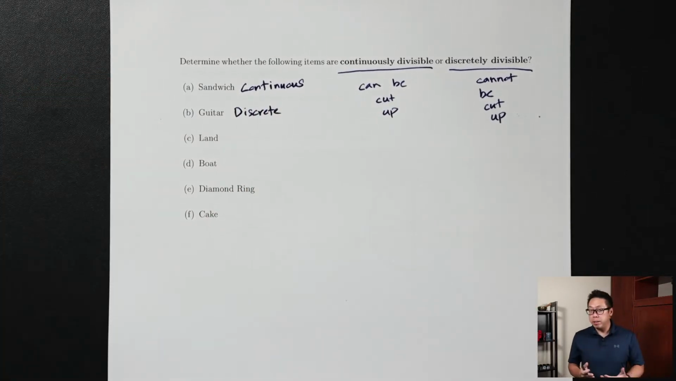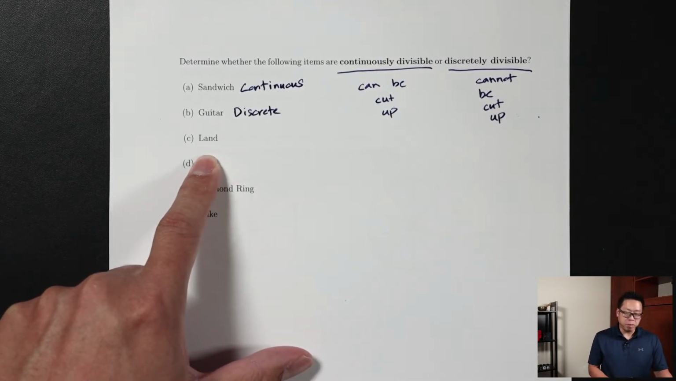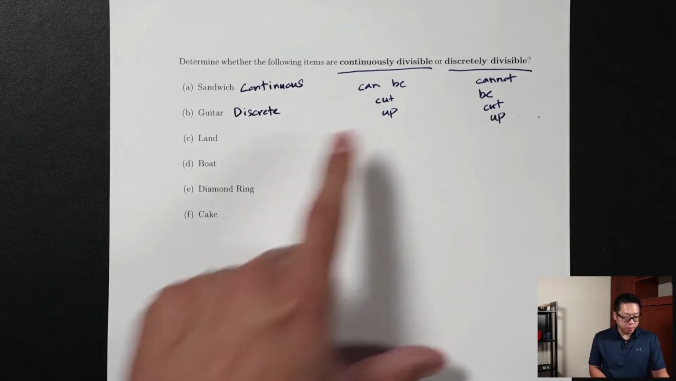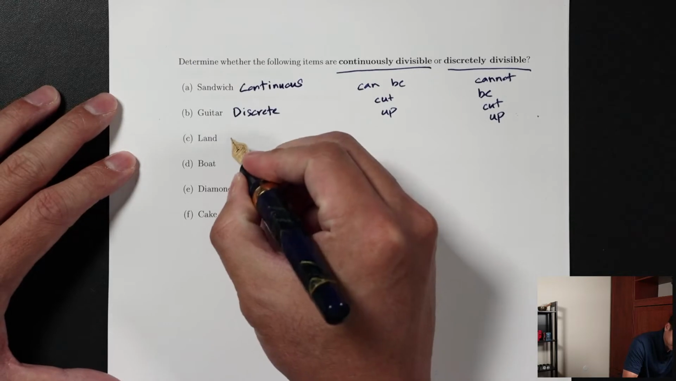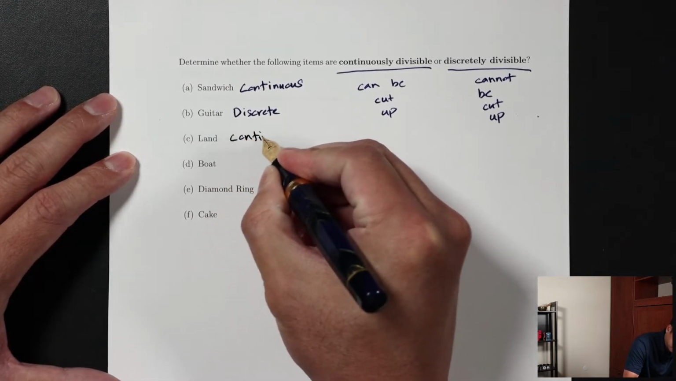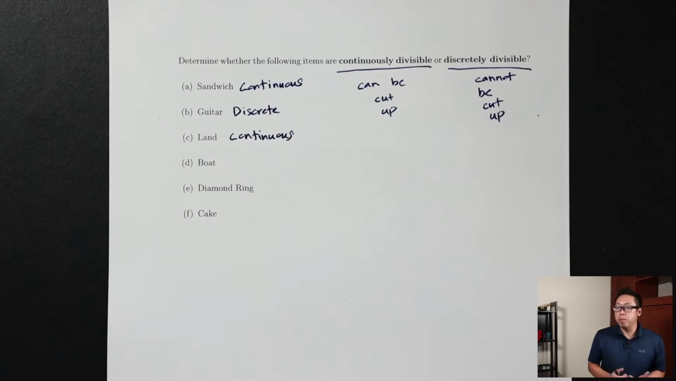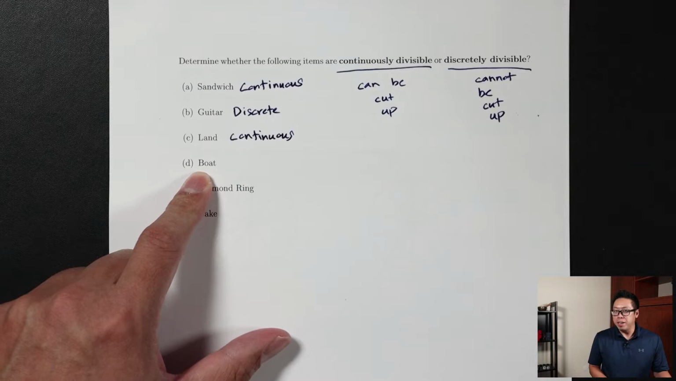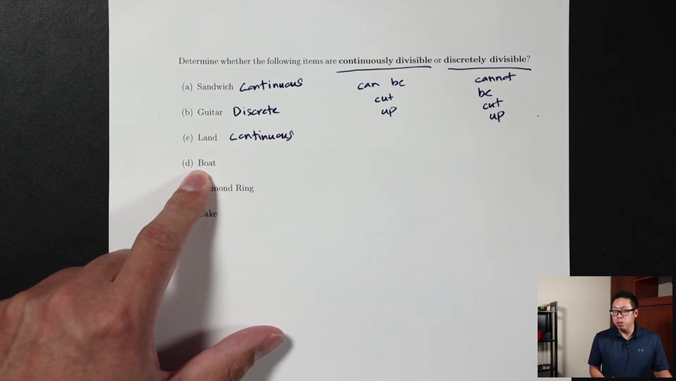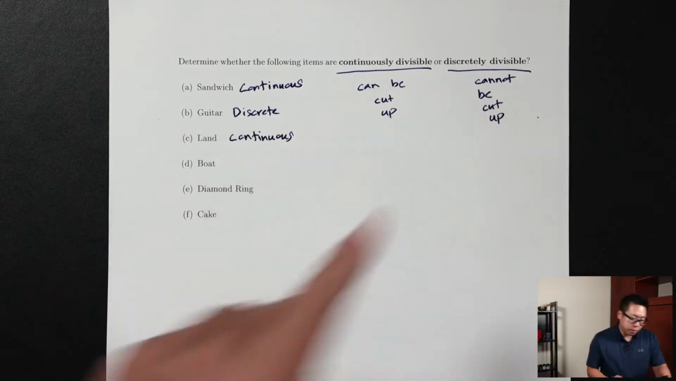If you're sharing land, could you cut it up or divide it up? A piece of land? Yes, because we can divide it up. Land is considered continuous. What about a boat? If you're sharing a boat, would you cut up a boat? Probably not. Because it cannot be cut up, it's considered discrete.